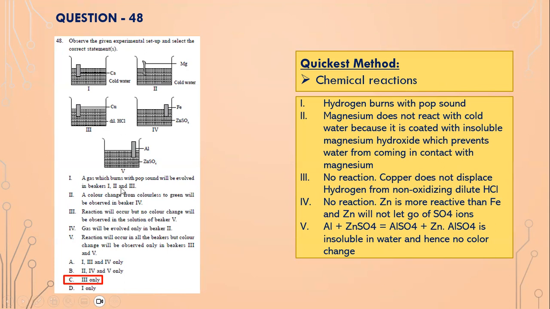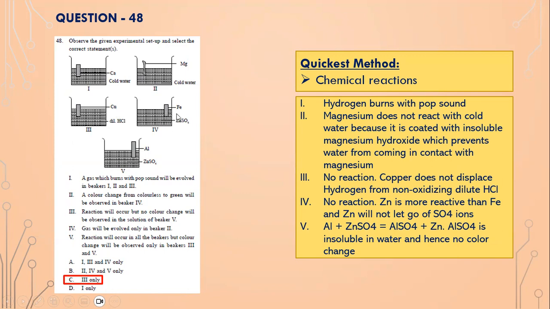And color change in second, magnesium, it does not react with cold water. Okay, magnesium does not react with cold water because it is coated with insoluble magnesium hydroxide, which prevents water from coming in contact with magnesium. So in 2, reaction will not occur. In 3, reaction will not occur because copper does not displace the hydrogen ions from dilute hydrochloric acid. The copper will not react.